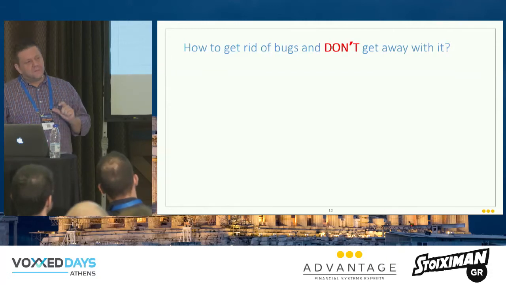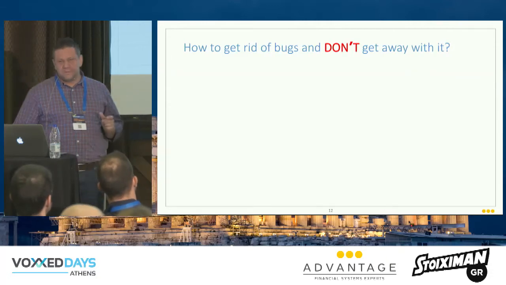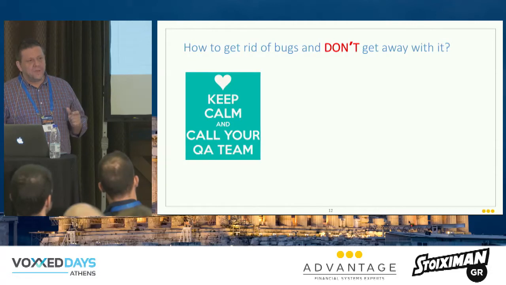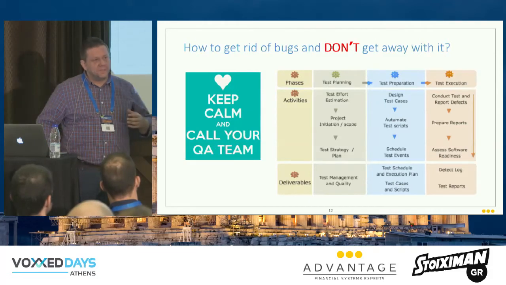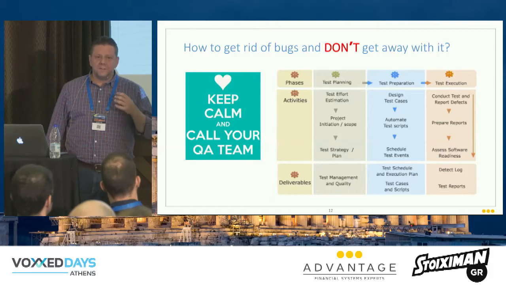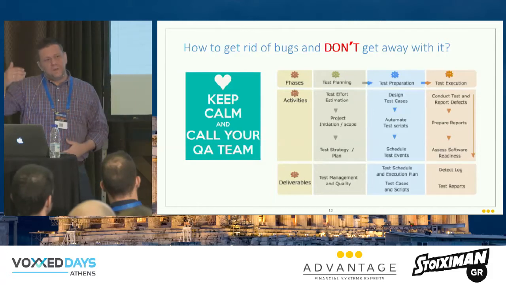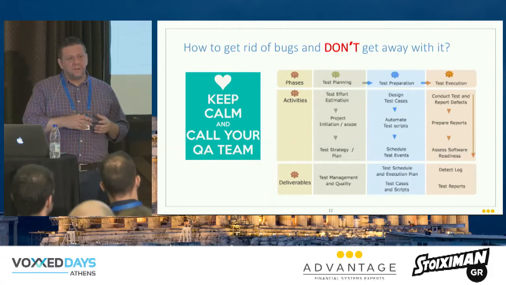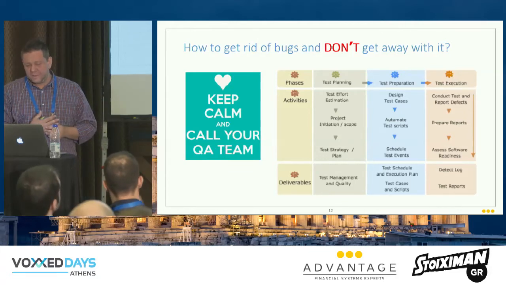But how can you get rid of bugs and get away from them? You call your QA team. These are specialists who have a process, and their process is to understand the specification, to create test plans, to write up test cases. These test cases have steps that will reproduce some functionality.